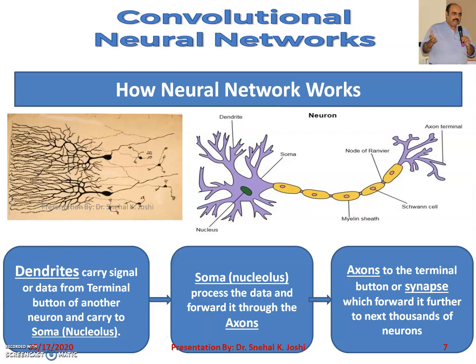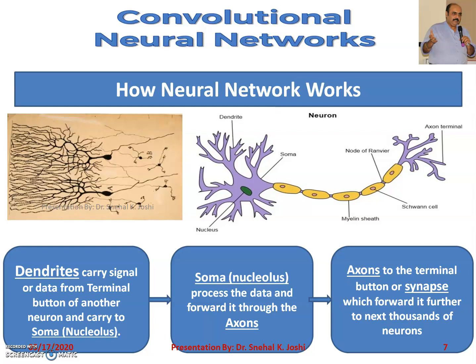Okay, so the neurons consist of three main parts. The first is the dendrites, which act as an input. They carry signals or data from the terminal button of another neuron to the nucleus, also called the soma. Then the soma, or the nucleus, processes this data and forwards it through the axon. The axon passes this data to the terminal button, also called the synapse, and that forwards it to the next thousands of neurons. And this is a great arrangement by the master creator, God.